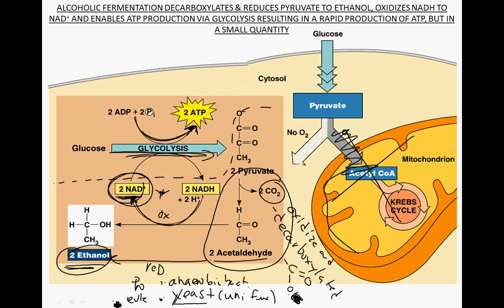So, kind of an interesting little connection there, but going back to the cellular energetics part here, fermentation pathways enable glycolysis to keep going. So go up here to this title: alcoholic fermentation decarboxylates, right here, and reduces, right here, pyruvate to ethanol, oxidizes NADH to NAD+, which enables glycolysis to keep running, resulting in rapid ATP production, but in a small quantity.